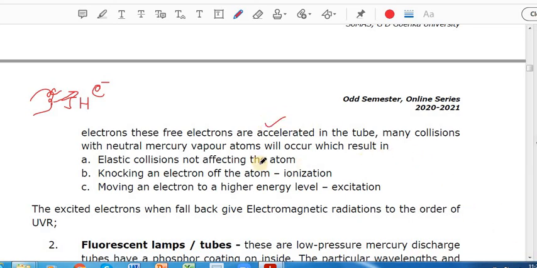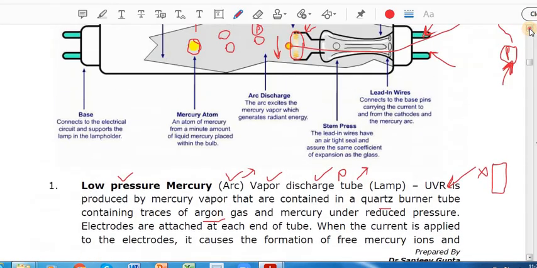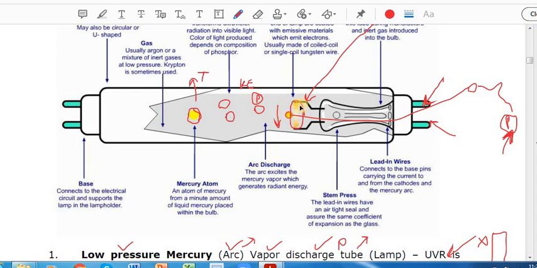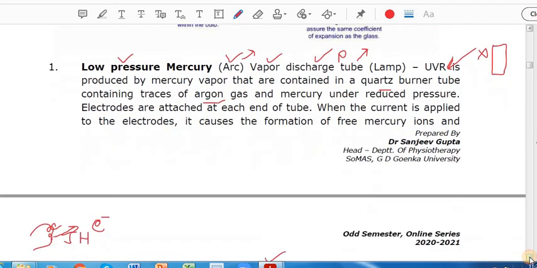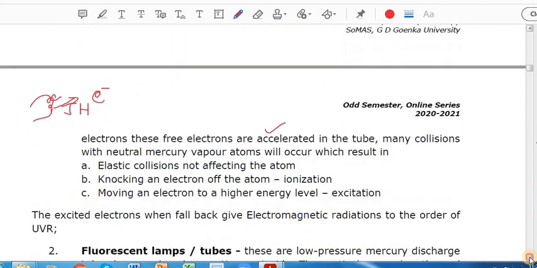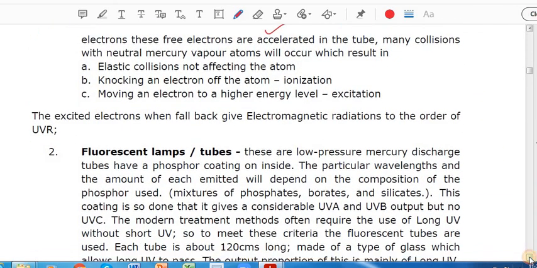They collide with the mercury vapors, as I explained to you. They collide with the mercury vapor at random. I am not saying that every electron will collide with every mercury vapor atom, but at random some will collide, so that is something we have to assume. And after these collisions, three things can occur.